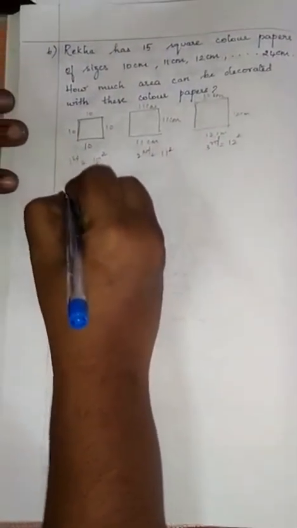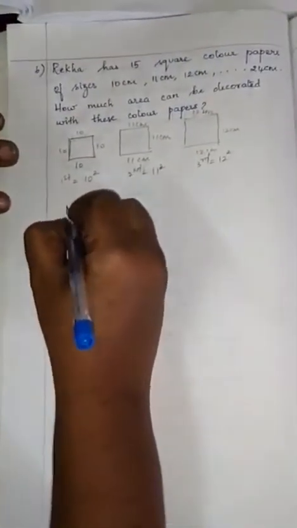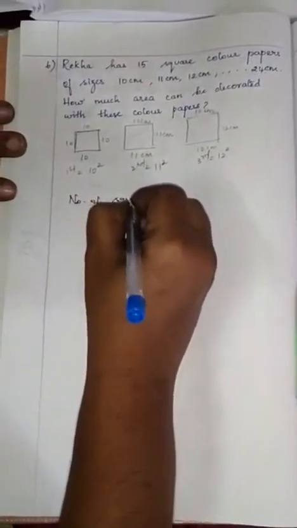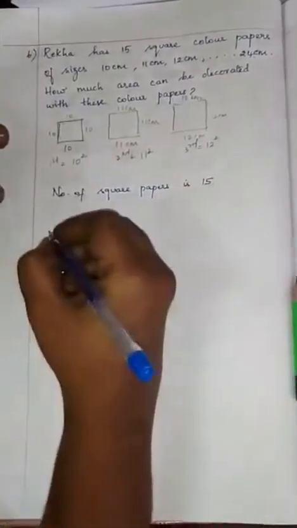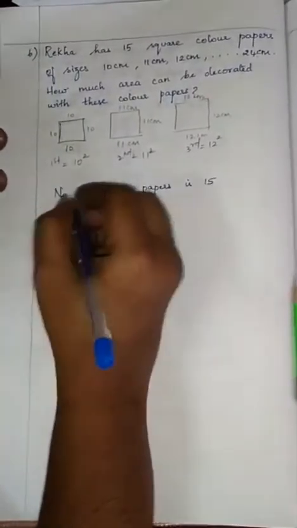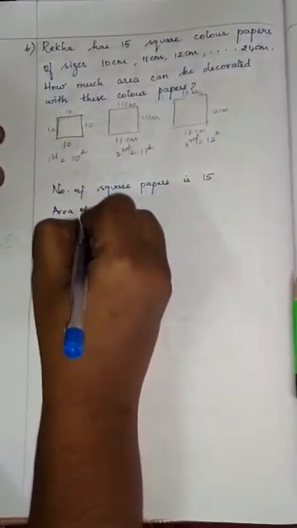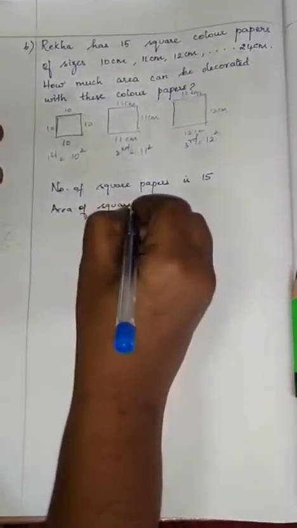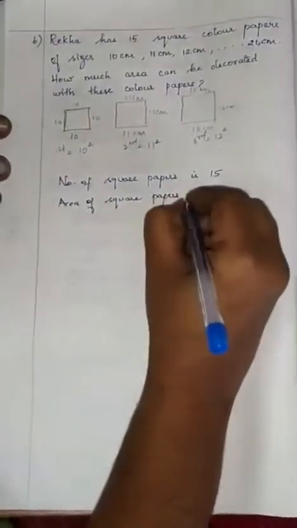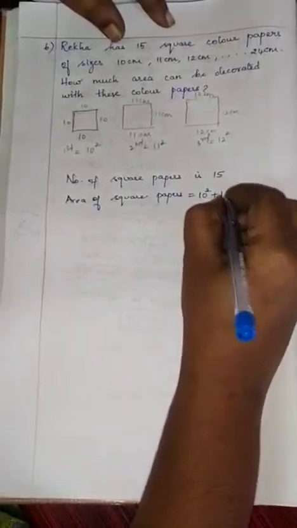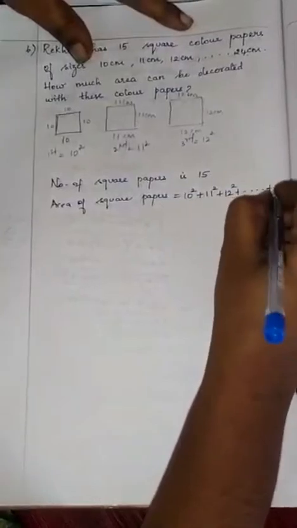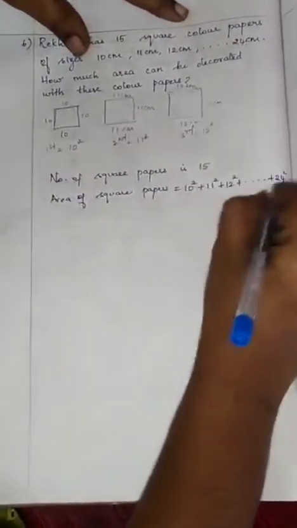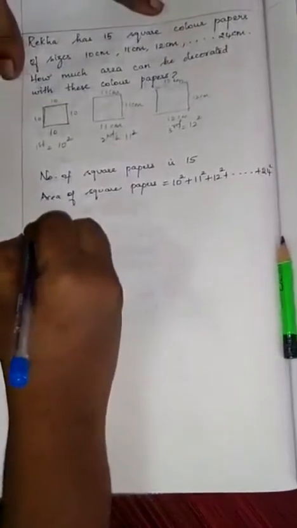Now let me add. The number of square papers is 15. She has 15 square papers. So what is the total area of all the square papers? It will be 10 square plus 11 square plus 12 square, goes on still 24 square. So this answer only we need to find out. Let me find out the answer.